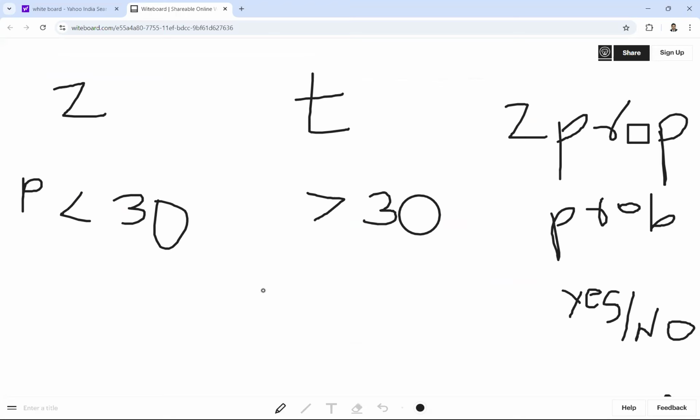The population we don't know anyway, so Z proportion is definitely not it. So it should be one of these two, Z or T. Okay, so let us try both.